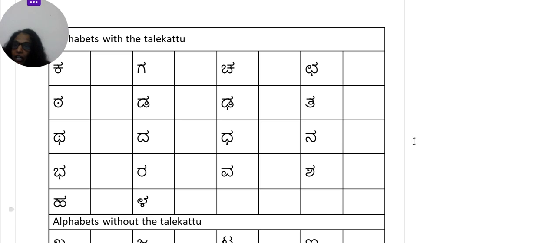Okay, so this is just an introduction of Gunitaksharas. For my next video, we will be starting from the application of the symbol A.